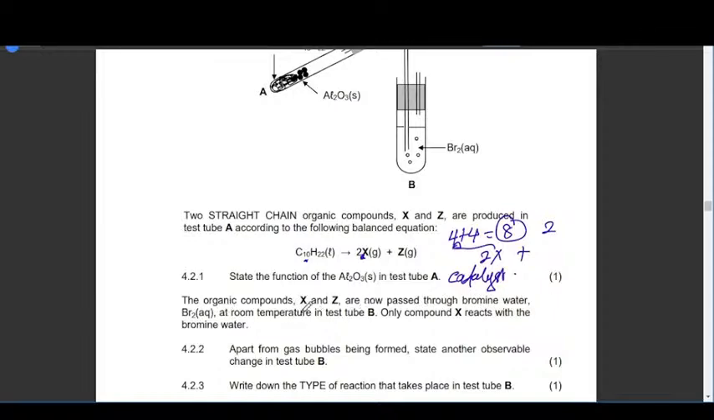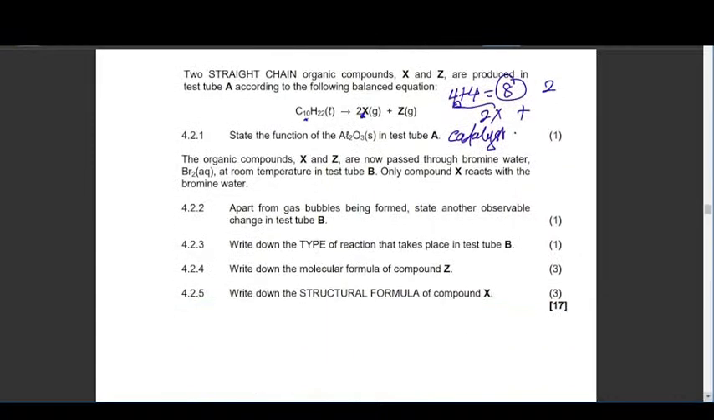Then they're saying the organic compounds X and Z are now passed through bromine water. You see, at room temperature, in test tube B, only compound X reacts with the bromine. So it means that now this one is saturated while these two are unsaturated. Remember, for bromine to react, it must have a double bond somewhere. Then they're saying that apart from the gas bubble being formed, state other observable changes you will see.